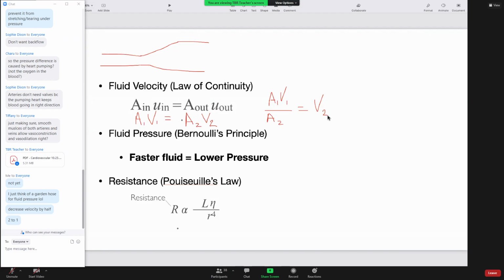I think I'm not too good on electrochemistry, but I think it's the same thing, right? If you have a bigger wire, you can increase the speed. I think that's a resistance thing, so we'll get into that. I think that's a Poiseuille's law thing. Just don't worry. Yeah, so that's kind of a fluid pressure thing.